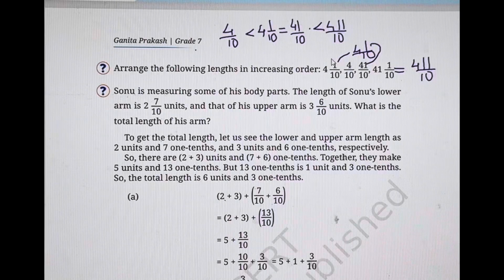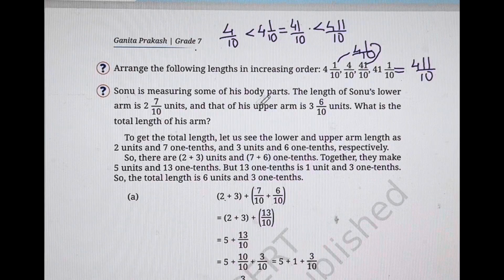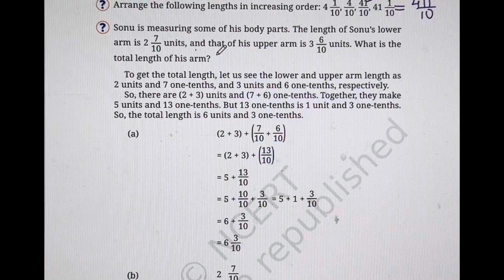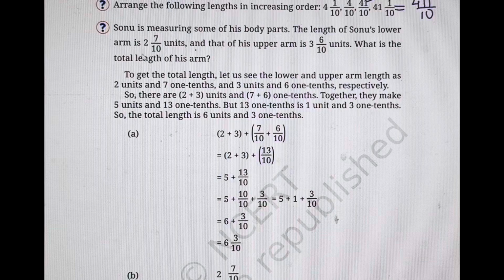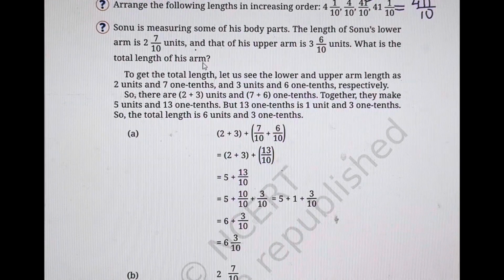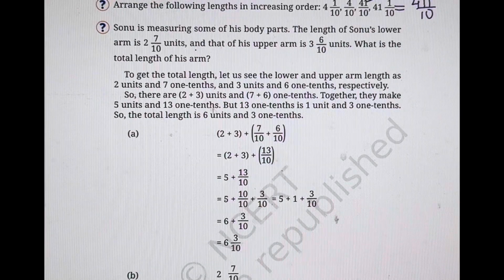Now let us see another example which is given over here. Sonu is measuring some body parts. The length of Sonu's lower arm is 2 whole 7 upon 10 units and the upper arm is 3 whole 6 upon 10 units. They have asked us the total length of the arm. So here the explanation is already given. To get the total length, let us see the lower arm and the upper arm length as 2 units and 7 1/10, right? If you see this one, this is 2 whole, means 2 whole units and 7 1/10. Similarly for the upper arm it is 3 units and 6 1/10. So we add the whole part separately, 2 plus 3, we get 5.